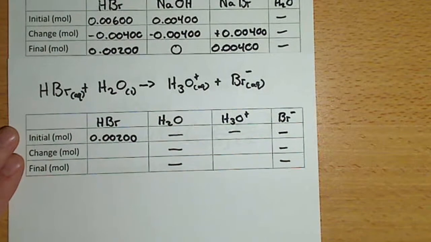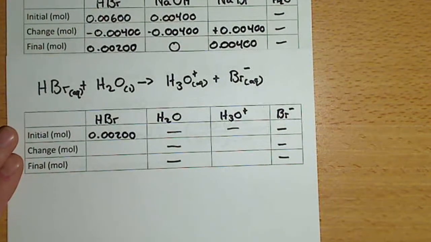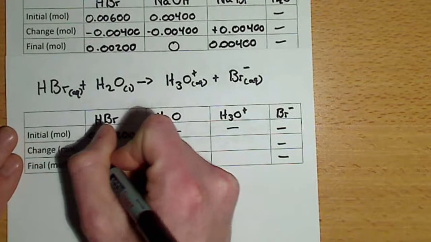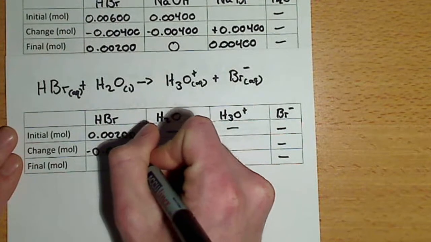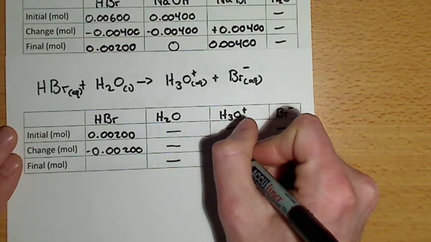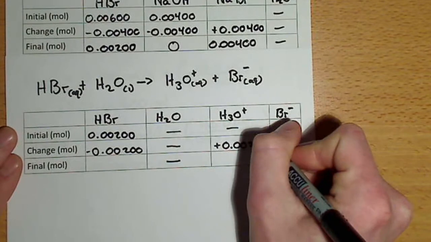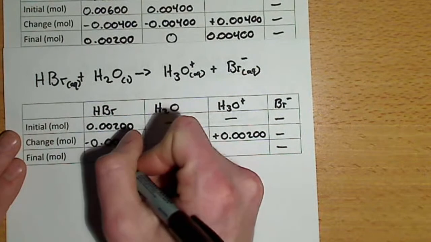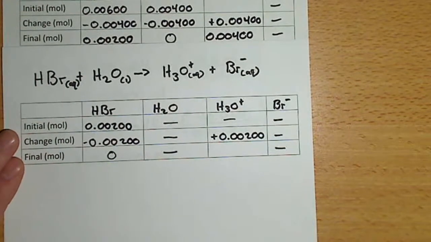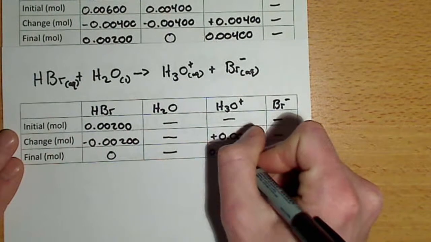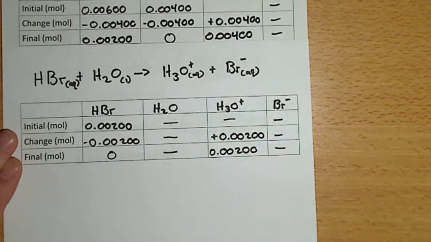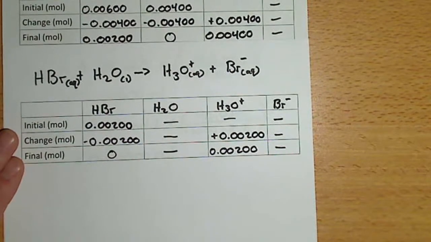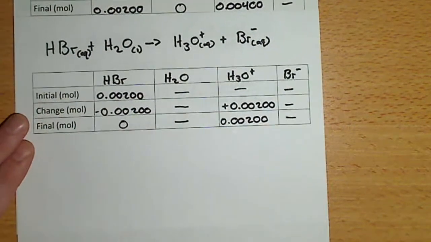Because the acid will react and go to completion, all moles of the acid will be utilized. Again, keep in mind that water is in excess, so it will not be the limiting reactant. Therefore, my final molar amounts of hydrobromic acid will be 0 moles, and my hydronium ion will be 0.00200 moles. Now that we know the number of moles of hydronium ion we've formed, we can determine its concentration.